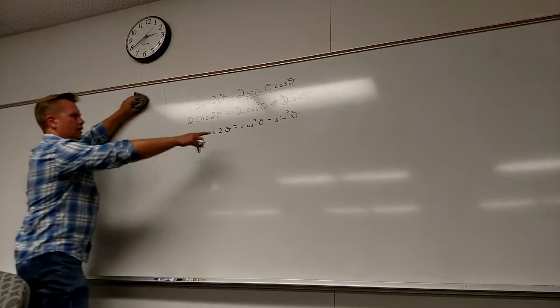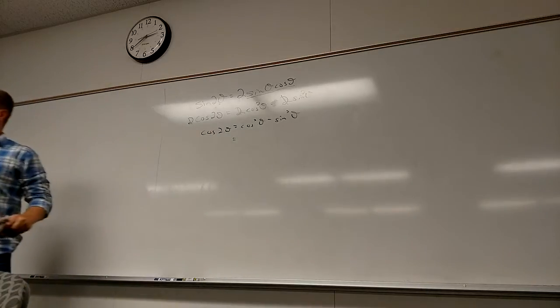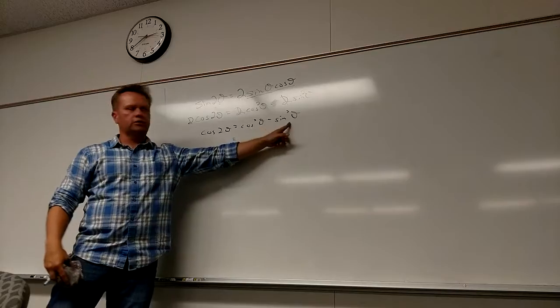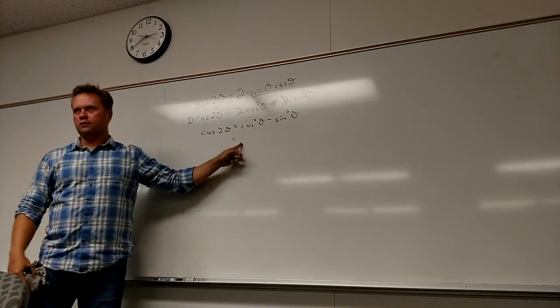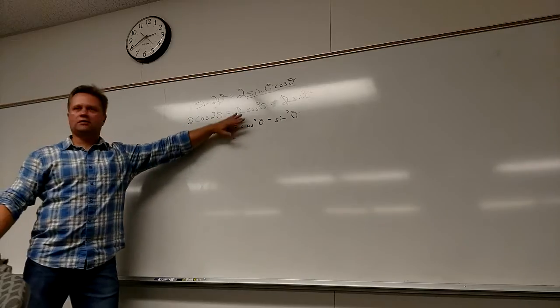And of course, this is the guy that has multiple ways because cosine squared is, for example, 1 minus sine squared, so then you get 1 minus 2 sine squared. Or sine squared is 1 minus cosine squared, so then you get 2 cosine squared minus 1. There's 3 different ways to do that one.